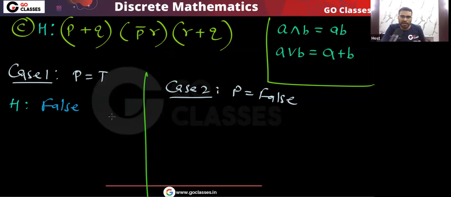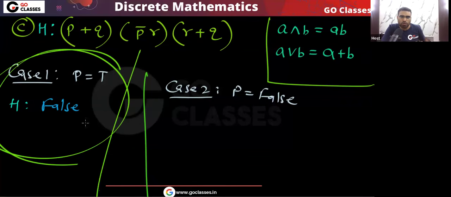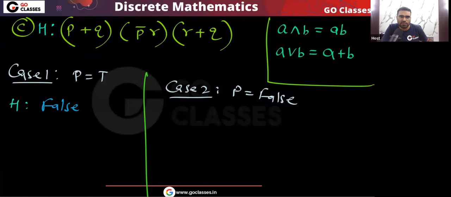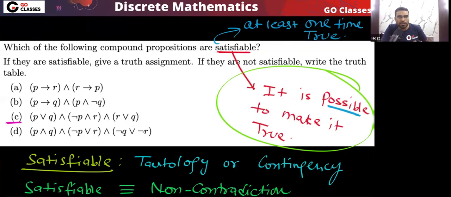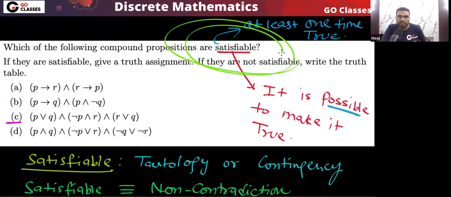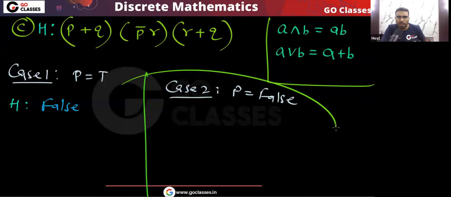Can I stop here and say that H is not satisfiable? No, I cannot stop. Maybe in the other case I can satisfy this H. Remember, satisfiable means there is a possibility to make it true, at least in one case. So here I cannot stop. Maybe in the other case, I can satisfy this H.